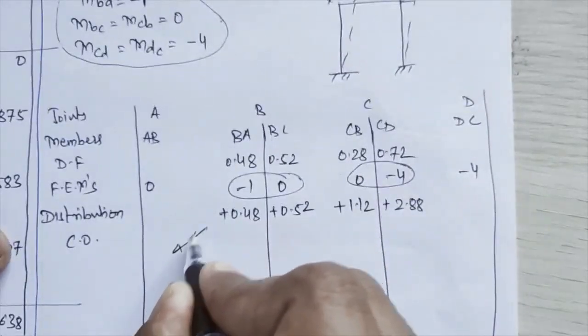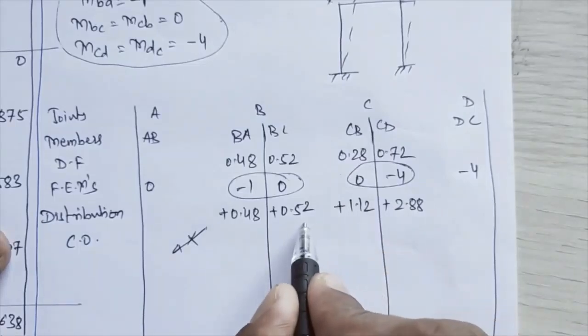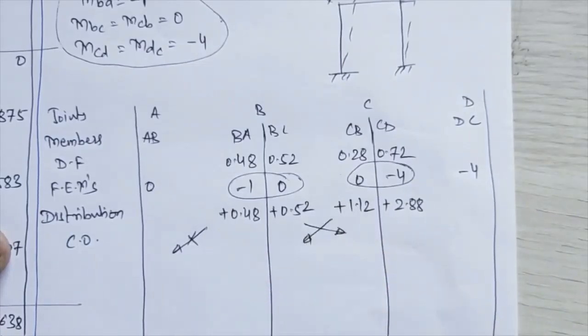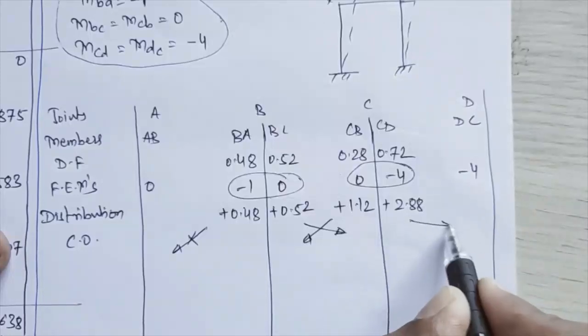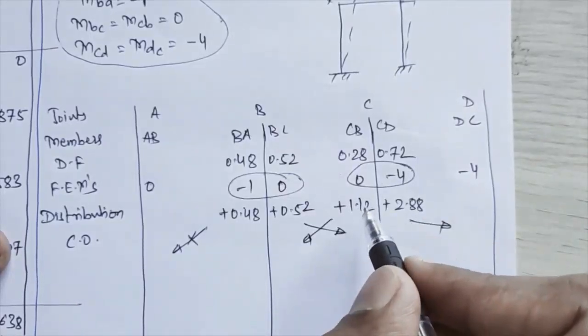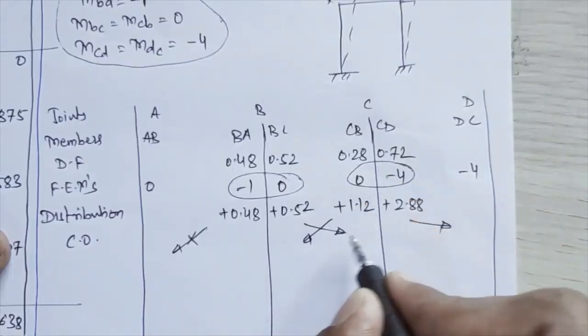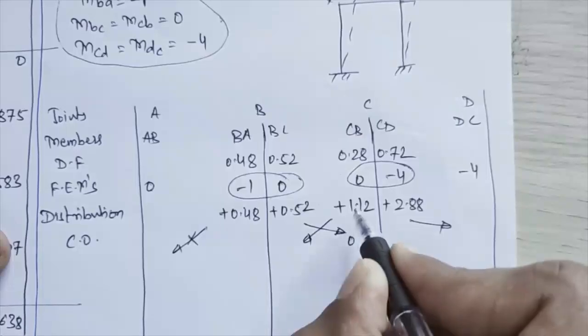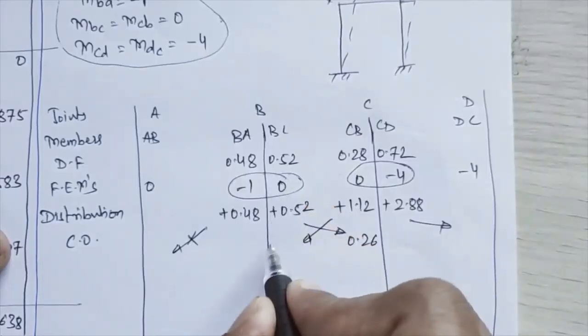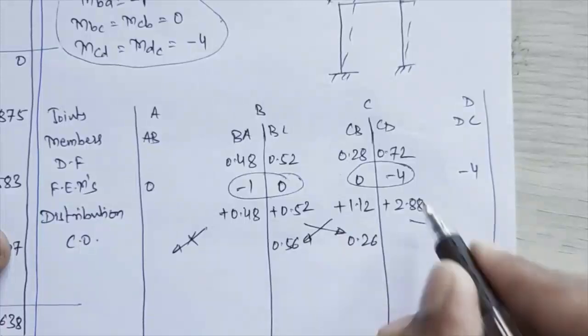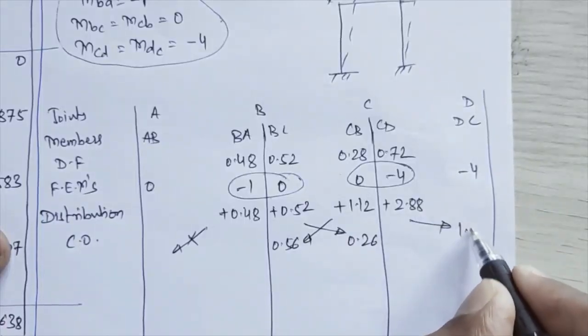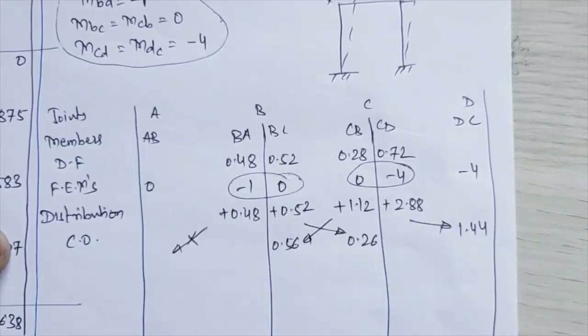For carryover, this carryover is not possible because A is your fixed support. BC will get carryover to CB, CB will get carryover to BC, and CD will get carryover to DC over there. Carryover factor is again 1/2. So half of 0.52 I get as 0.26, and half of 1.12 I get as 0.56. Half of 2.88 I get as 1.44.